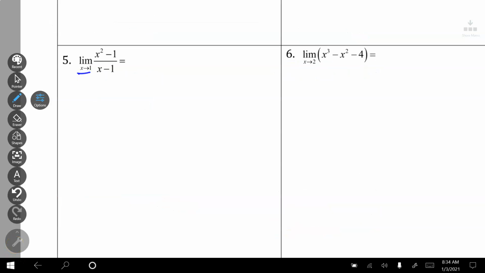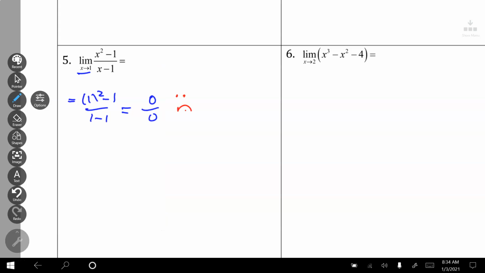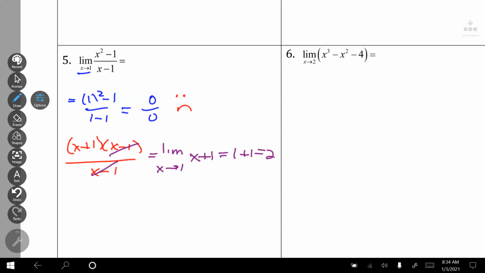I'm going to plug in 1. I get 1 squared minus 1 over 1 minus 1. I get 0 over 0. Sad. Got to do more work. I better factor. X plus 1, x minus 1 over x minus 1. How nice is it that I get something to cancel? I still have this limit sign in front. But now the only thing left over is x plus 1. I plug in 1 here. I get a result of 2.